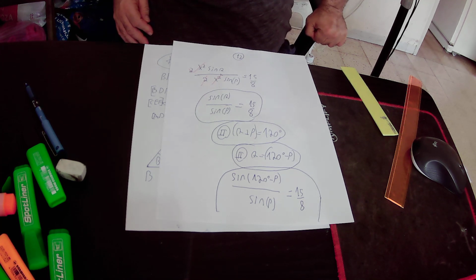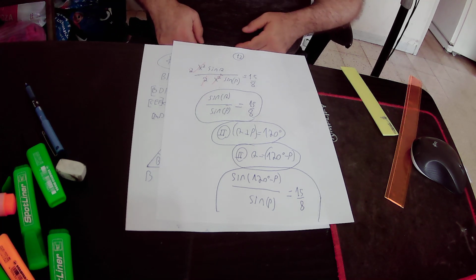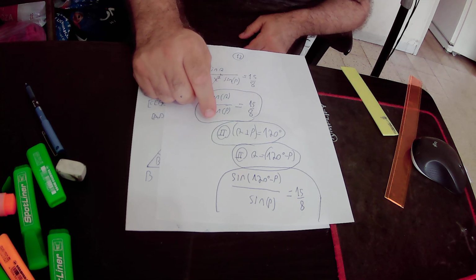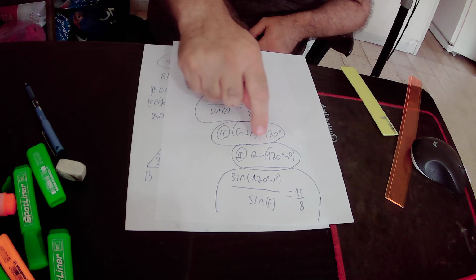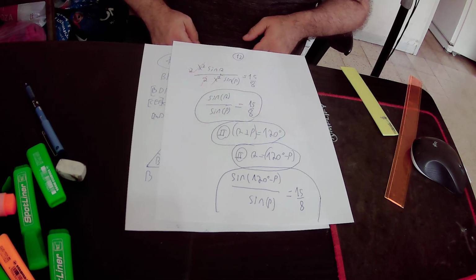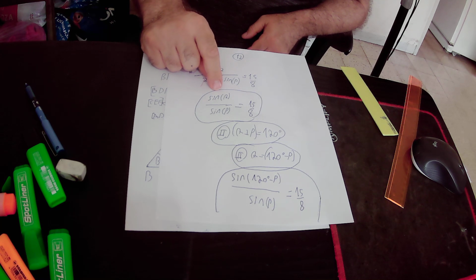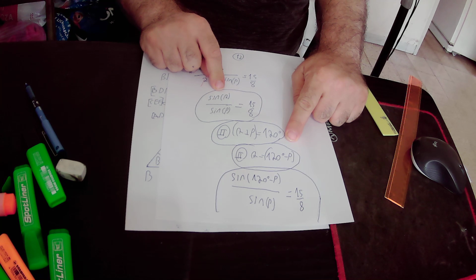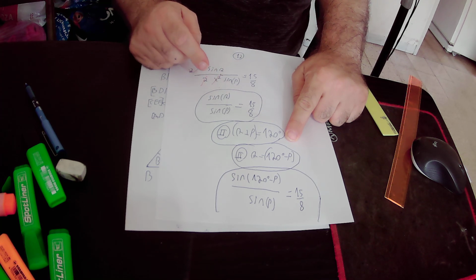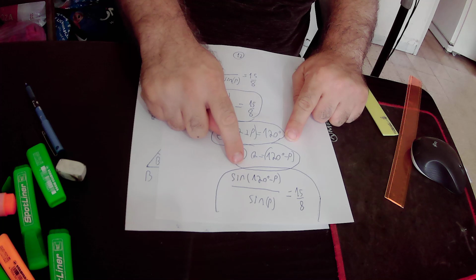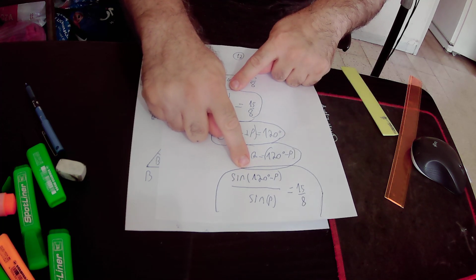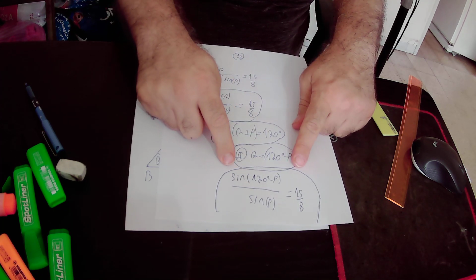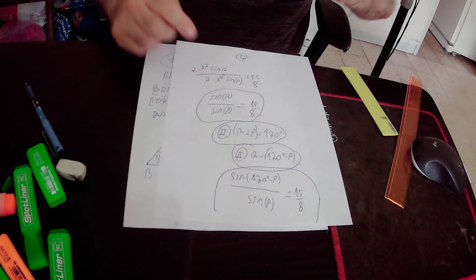And if q plus p equals 120 degrees, we can subtract p from equation number 2, and we will get that q equals 120 degrees minus p. So we can substitute q in this equality by 120 degrees minus p, because q equals 120 degrees minus p. We substituted q by 120 degrees minus p and we got this equality: the sine of 120 degrees minus p over sine p equals 15 over 8.